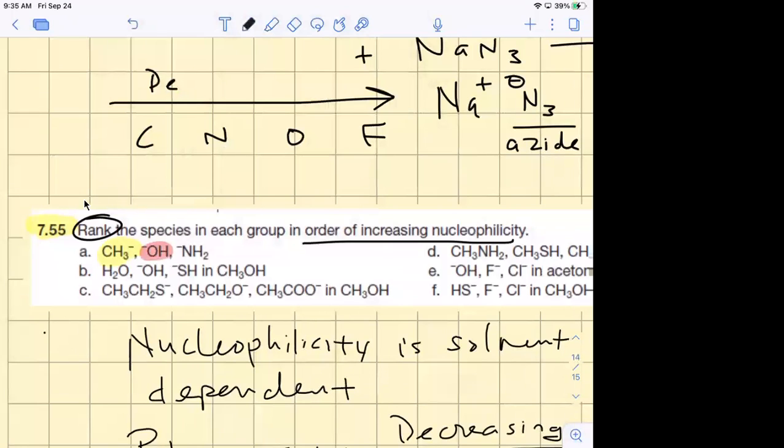Because nucleophilicity is decreasing from left to right, anything to the right of the atom is going to be a worse nucleophile. So for carbon, since nitrogen is to the right of it, it's going to be a worse nucleophile. For nitrogen, since oxygen is to the right of it, it's going to be a worse nucleophile than both of those, right?